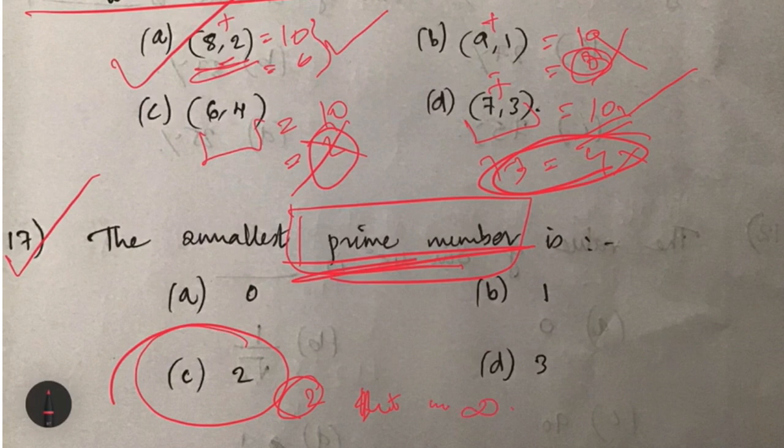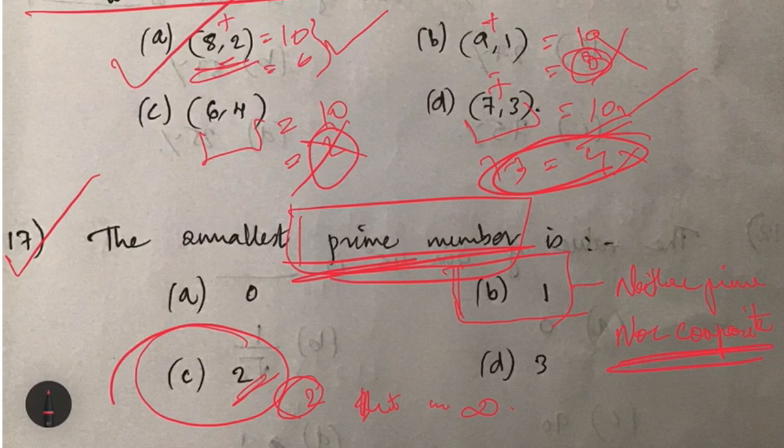The smallest prime number is 1? Sorry guys, the smallest prime number is 2. And what about 1? 1 is neither prime nor composite. This is also very important. It is not a prime number or a composite number. Hope you are clear with it.